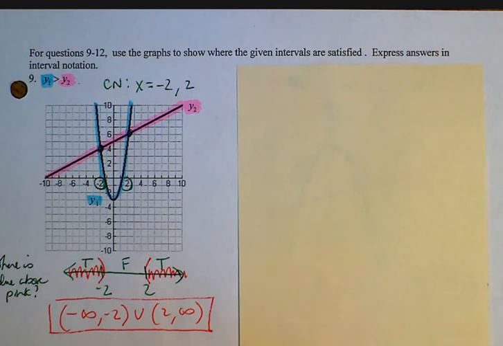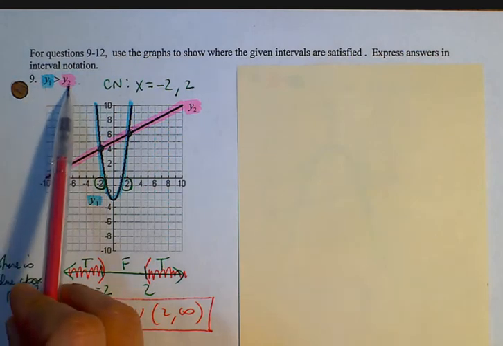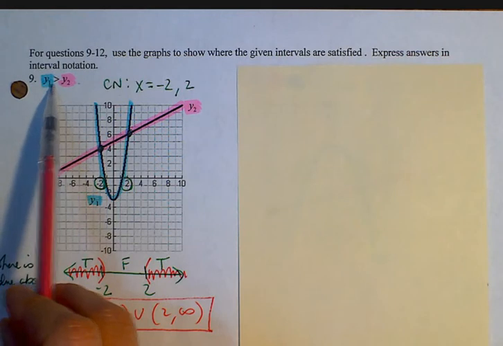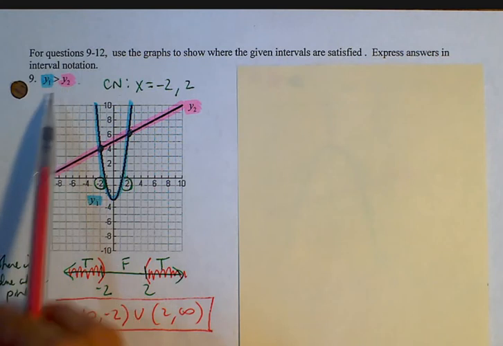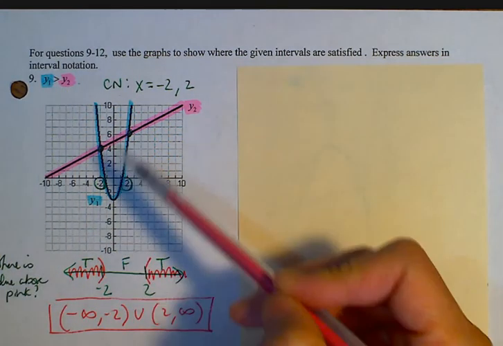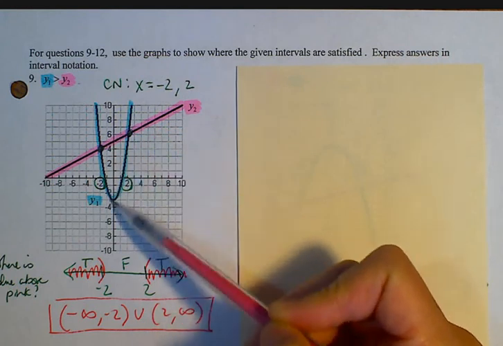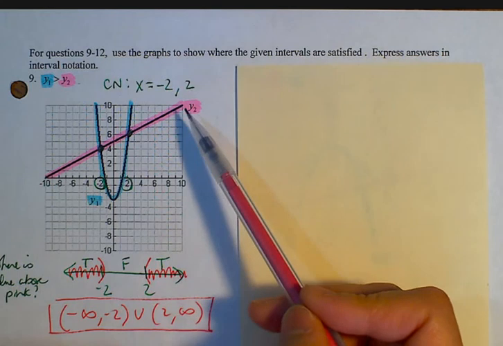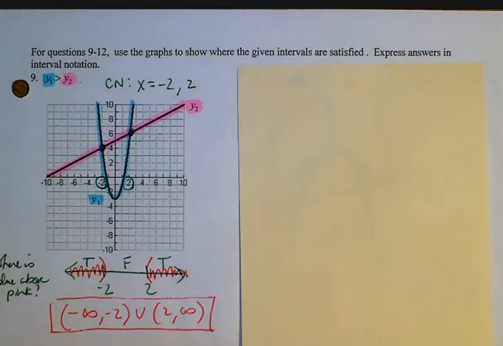So in problem number 9, the two graphs of y1 and y2 are given. And so we know that y1 is a parabola and y2 is a line, but specifically you don't need to know what they are. So I just highlighted the one graph in blue. So the y1 I put in blue, and then the y2 I put in pink. And you need to find the critical numbers. So the critical numbers are wherever the two graphs are intersecting.